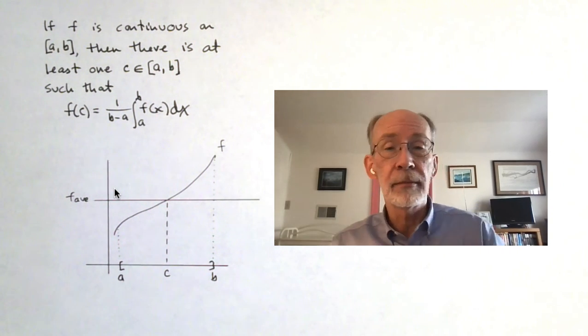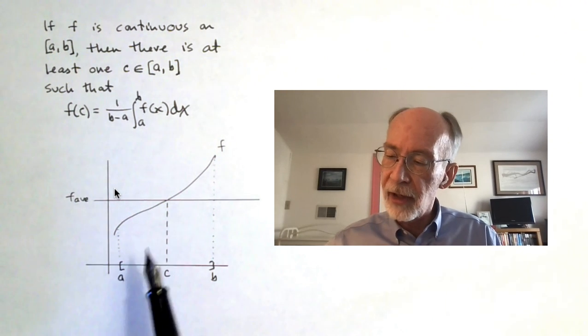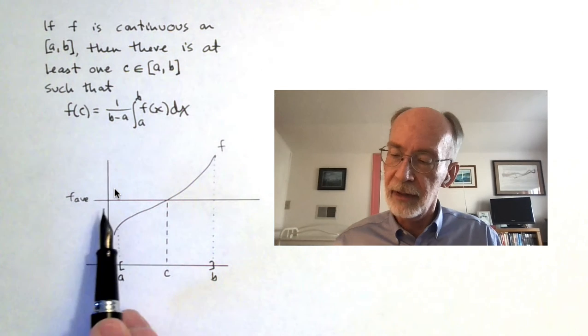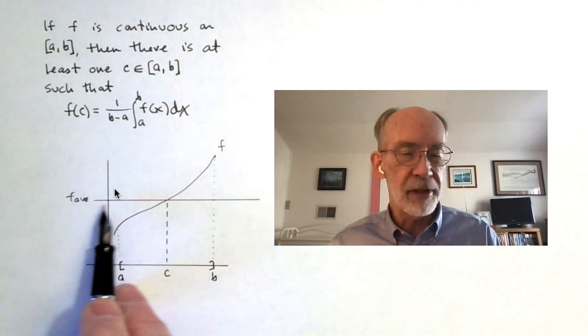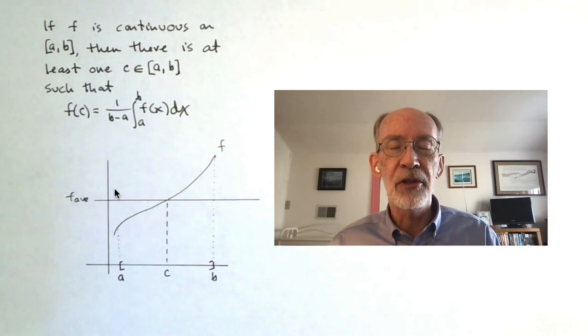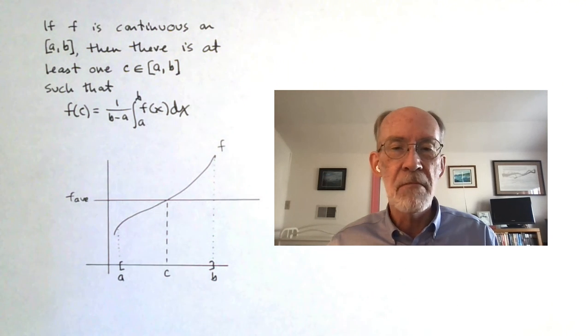The picture, here's our continuous f, here's our constant f average, and it has to be the case that f average crosses the graph of f on closed [a, b], and wherever it crosses, that point has some sort of x coordinate, and that x coordinate is on closed [a, b].